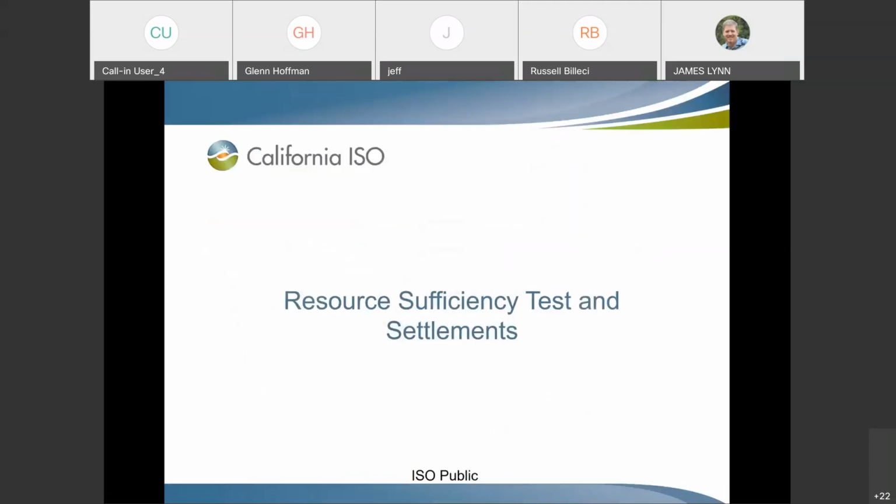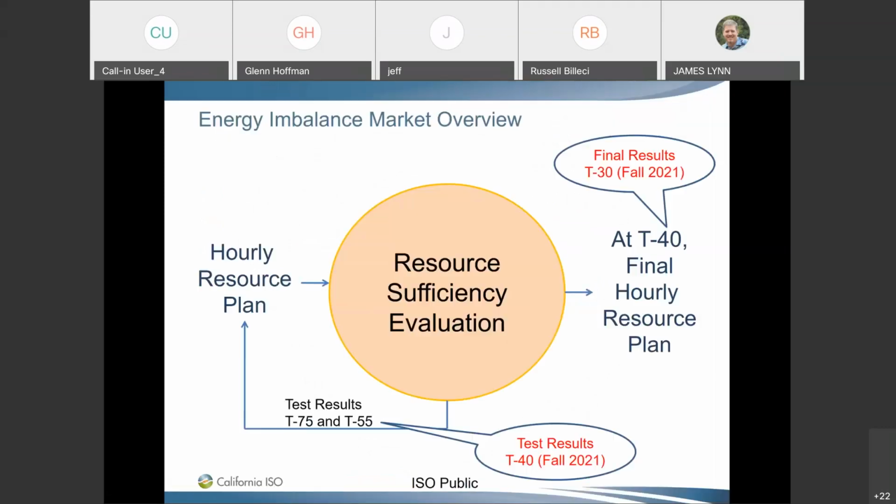So our first topic is resource efficiency test and settlements. What I'm going to talk about here is what the resource efficiency test is, what the timing is for them, and then how they interact with settlements itself.